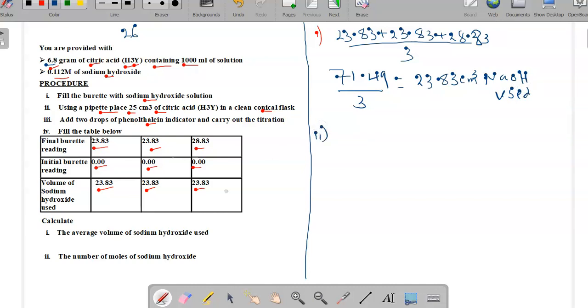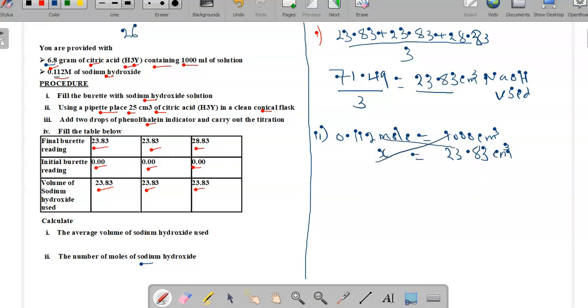Roman 2. We have the number of moles of the sodium hydroxide used. To get it, we have the average volume of sodium hydroxide used. We also have the molarity, which is 0.112 molar, which is equal to 1000 centimeter cubed or milliliter. What about this volume, 23.83 centimeter cubed? This is the volume of sodium hydroxide.